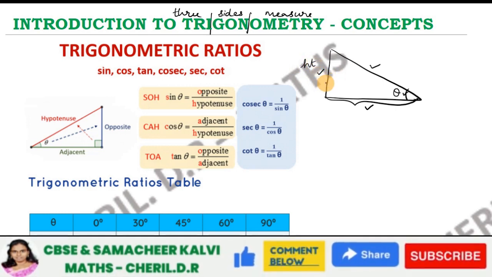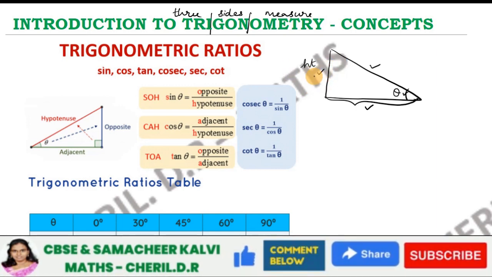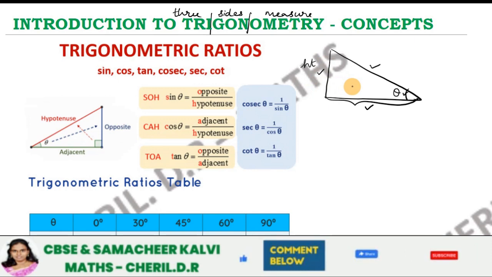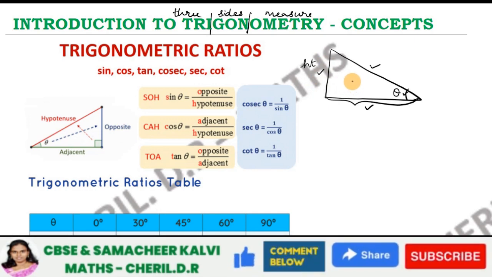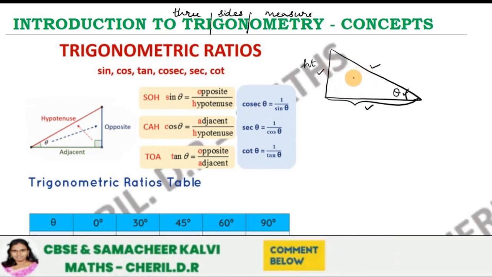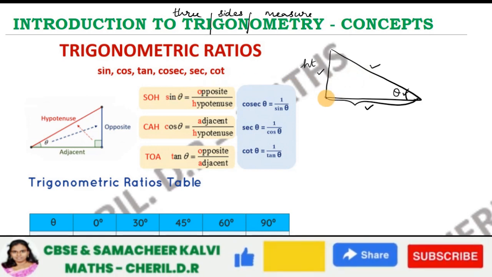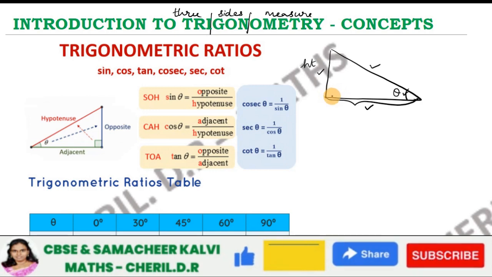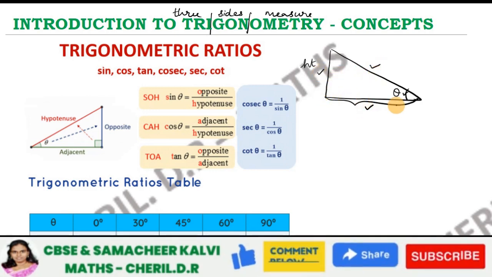We can measure the height of the mountains also. This was used in earlier days to measure even the height of the pyramids also. With this they were able to measure the heights of the pyramids. So this is the concept behind how it all came in. We have different sides. How do we name these sides? So now let's see this.